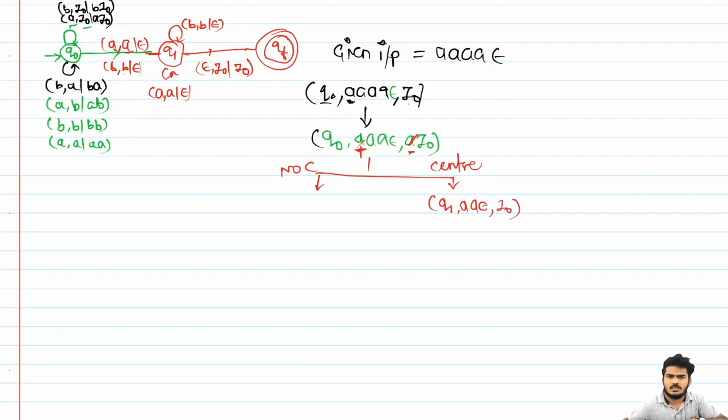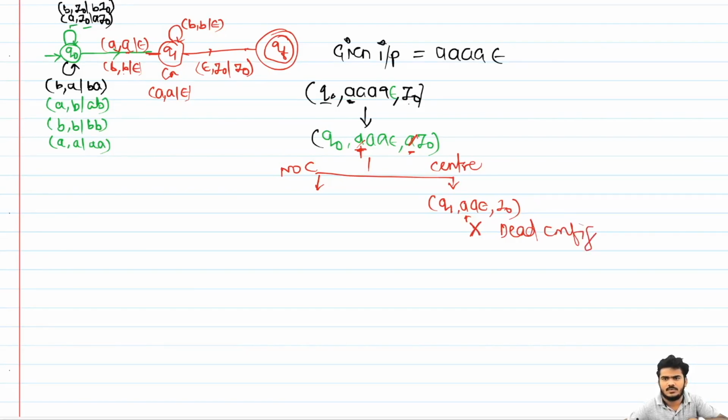But if we observe Q1, the input is A and the top of the stack is Z naught. There is no such transition available, so we cannot move further this way. If we solve this way, we end up with a dead configuration.